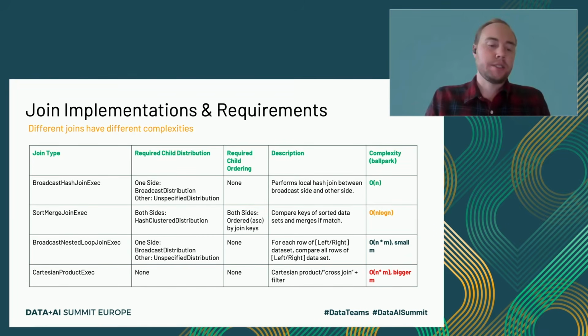The other very common join operator is the sort merge join that we just saw in the past example. Here, we have a required child distribution of a hash clustered distribution, which is the same required distribution as you saw for a typical aggregation query. This essentially means that the data frame has to be hash partitioned, which means that all the keys with the same value have to be on the same partition before the join can be executed. Next, the sort merge join exec also has a required child ordering. It requires both of the data frames that are going to be joined to be sorted before it can be executed by the join.